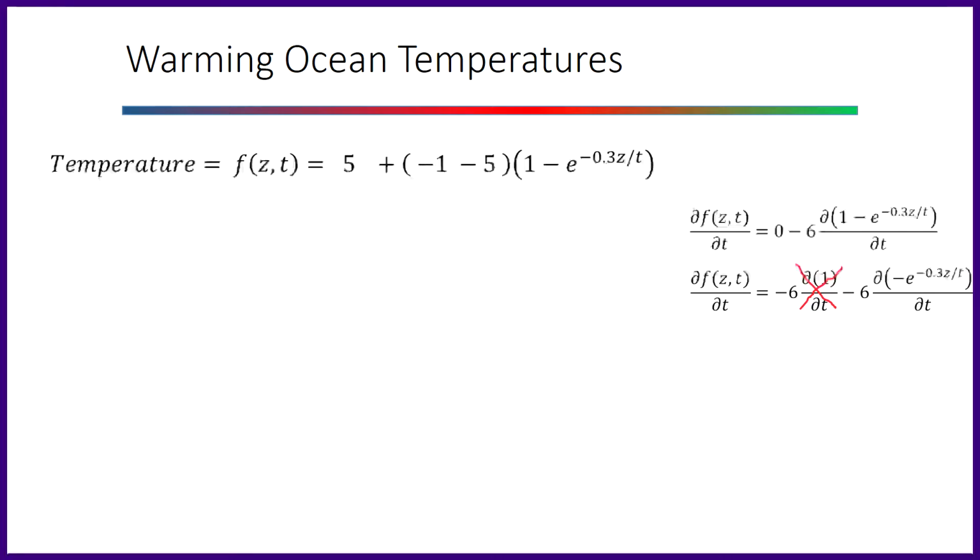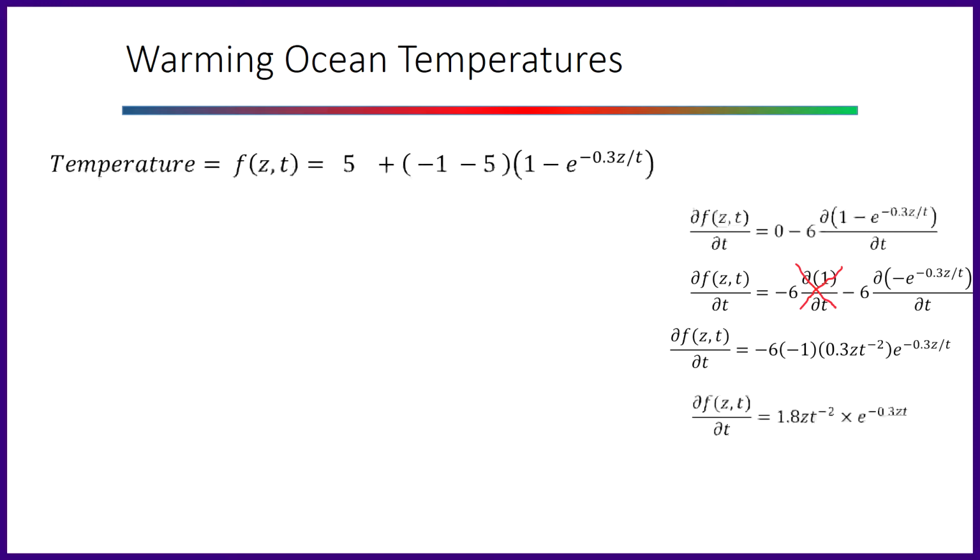Remember that this is just a function of a function, so we need to apply our chain rule that tells us that the derivative of negative e to the negative 0.3 z over t will be equal to the derivative of negative 0.3 z over t with respect to t times the derivative of e to the g, where g is the function negative 0.3 z over t. So this gives us negative 6 times negative 1 times 0.3 z times t to the negative 2 times e to the negative 0.3 z over t. If you're not clear on what I just did in that step, please go back and review Toolbox 7.4 on the chain rule. Alright, at this point all we need to do is simplify our function, and we get 1.8z times t to the negative 2 times e to the negative 0.3 z over t.